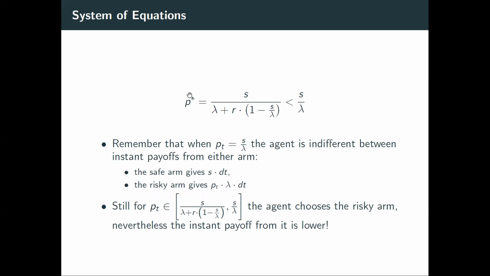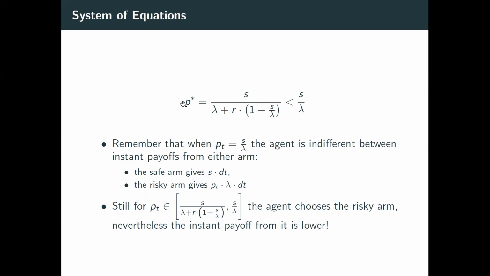What is important about this answer is that this fraction, this P star, is smaller than S divided by lambda. So we can express this term as S divided by lambda plus some additional positive term, because remember lambda, which is the intensity of arrivals on the good risky arm, is higher than S, so this term is positive, and R is also positive. So you have some additional summand here, and therefore the whole fraction is smaller than S divided by lambda. Why is it important to notice this fact?